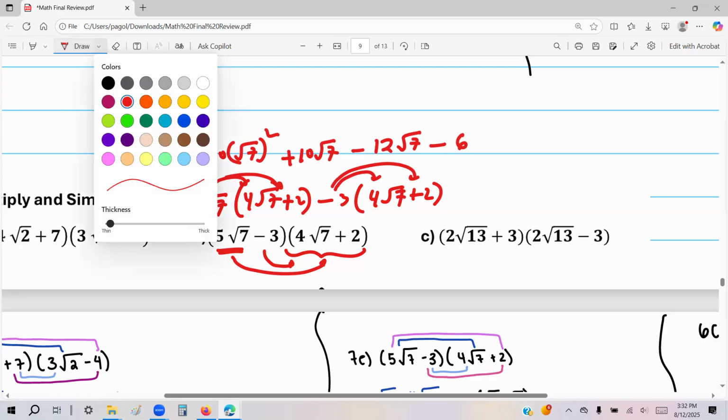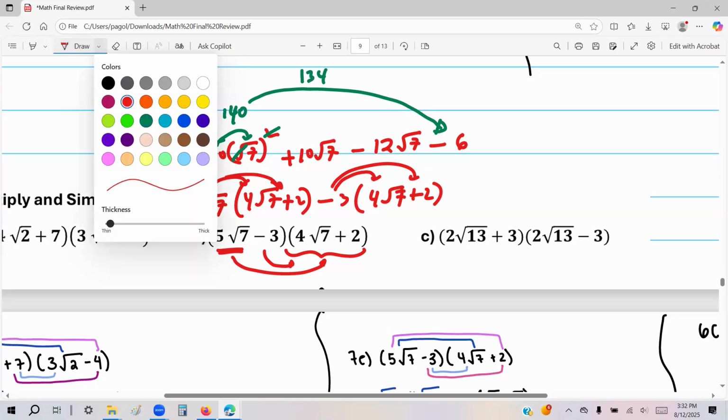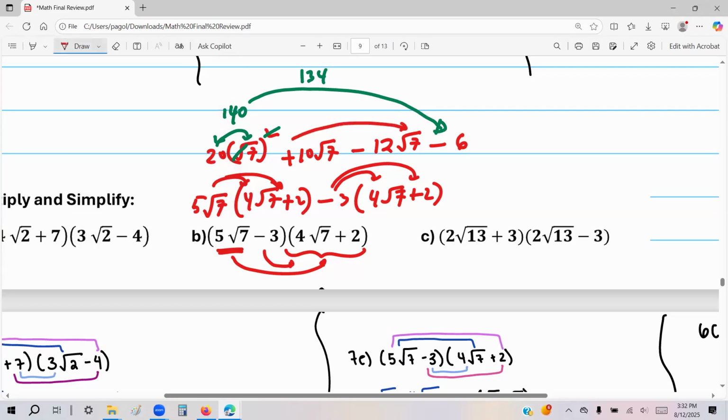Now because you have a square and a radical at the same time, the square and square root cancel out, you get 20 times 7, which is 140. And you're subtracting 6 from 140. So you get 134. And here you have like terms. They have the same radical 7. So when you combine their coefficients, what do you get? Negative 2 square root of 7.